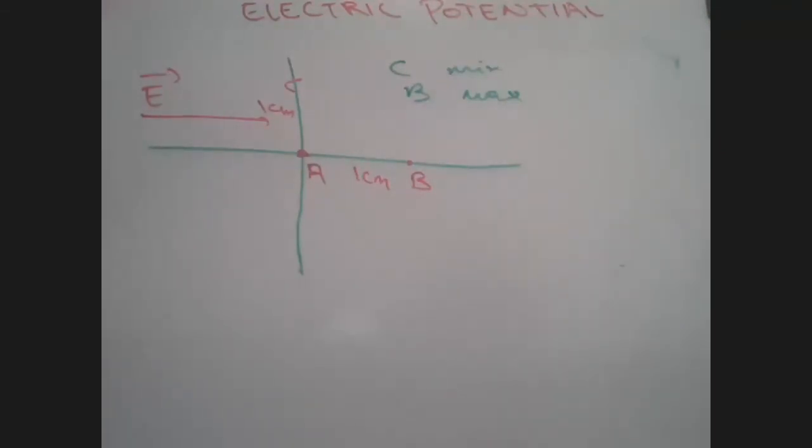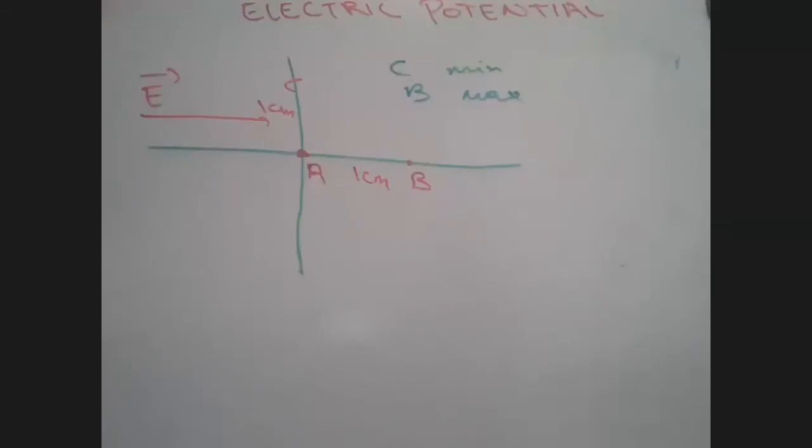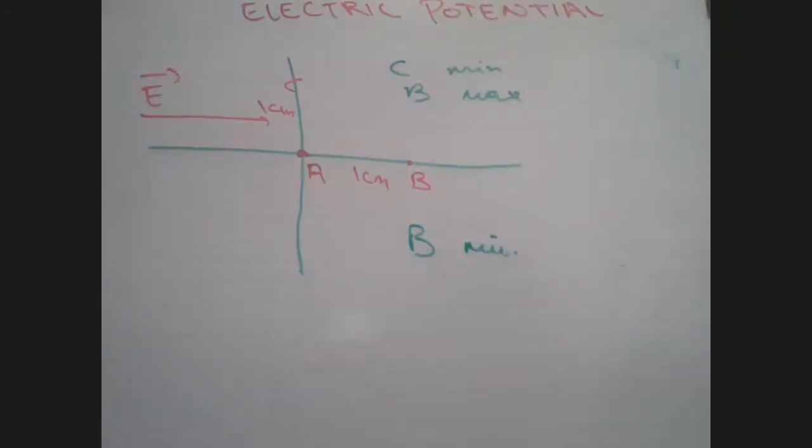See, my question is, looking at this diagram, there are 3 points. So it will be minimum at B now because it is in the direction of the electric field. Okay. Any other answers? So someone told me B is minimum. Any other answers? No other answers. Okay. So it's simple.